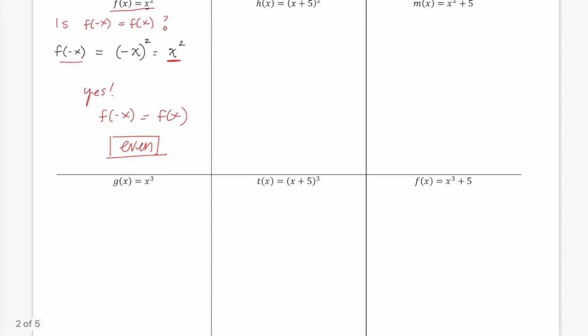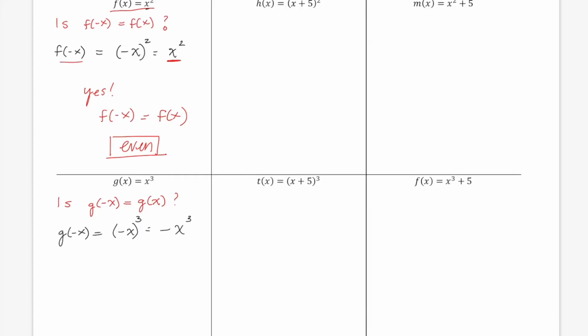And then let's look at a different one. This time we have g of x equals x cubed. So first, let's check if it's even. Is g of negative x going to equal g of x? So just like previously, we got to first check what g of negative x is going to be. Replace the x with negative x, in parentheses. This time, negative x cubed. Negative x times negative x times negative x gives us negative x cubed.